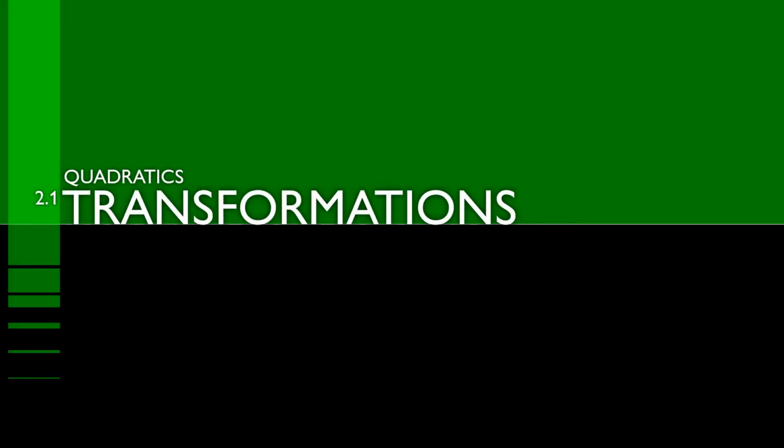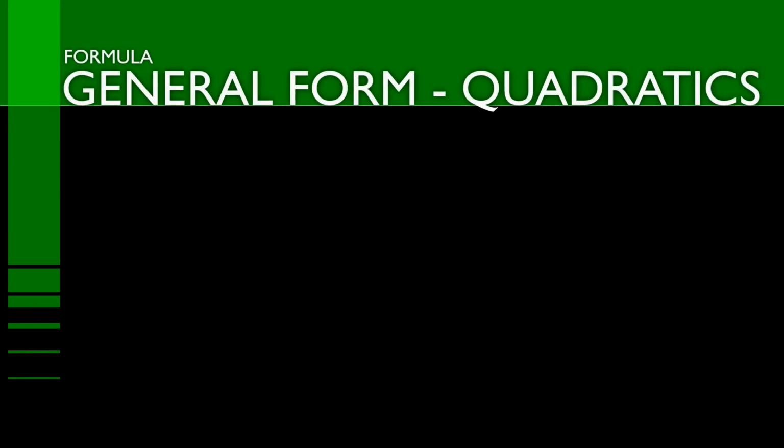So now that we're done with the Algebra 1 review, we're going to move on to quadratics. And the first section that we're going to look at with quadratics is transformations. Now, before we can move on to actually transforming a graph, we've got to look at what is the formula for a quadratic in general form.